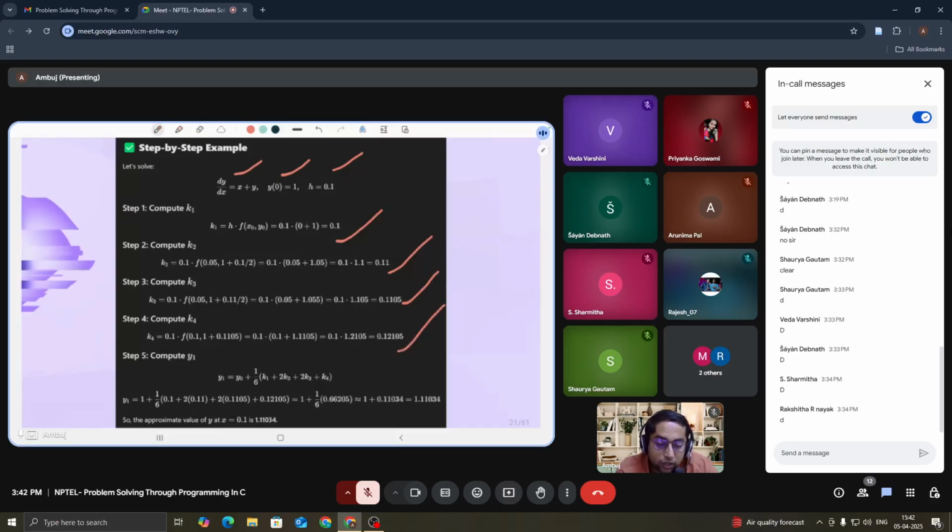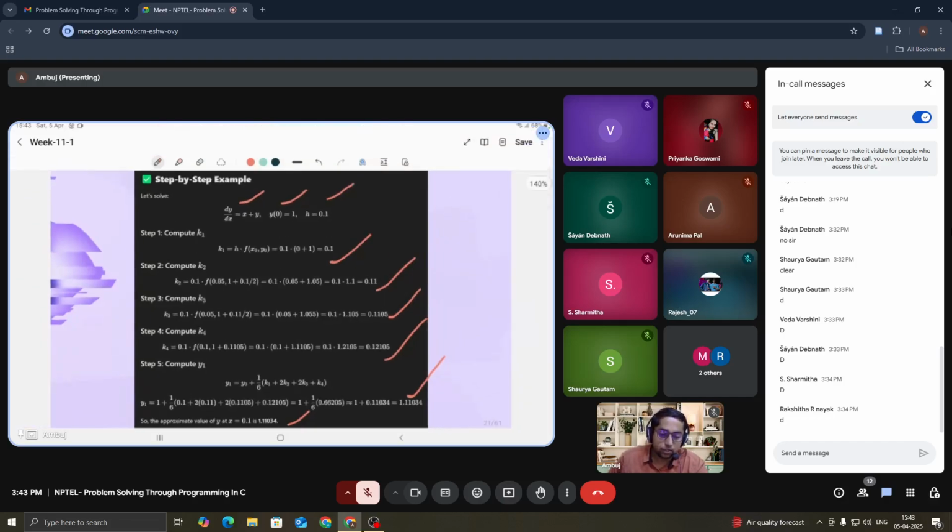Then y1 is equal to y0 + 1/6 (k1 + 2k2 + 2k3 + k4). That is equal to 1 + 1/6 (0.1 + 2 into 0.11 + 2 into 0.1105 + 0.12105). And the approximate value you will get is 1.11034. So at x equal to 0.1, the value of y is 1.11034.